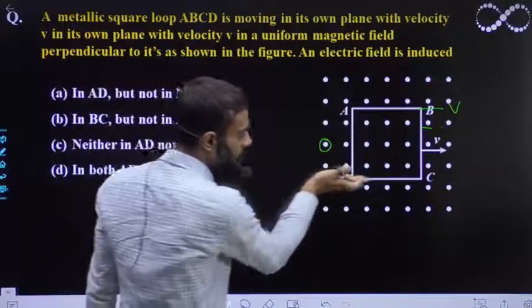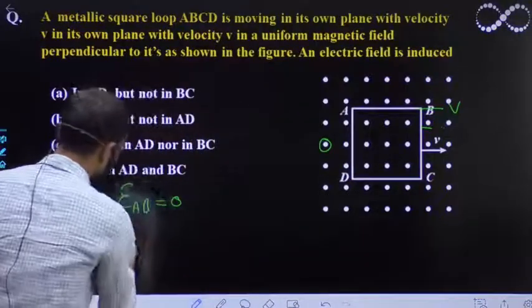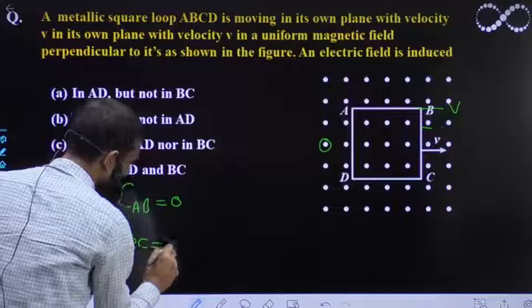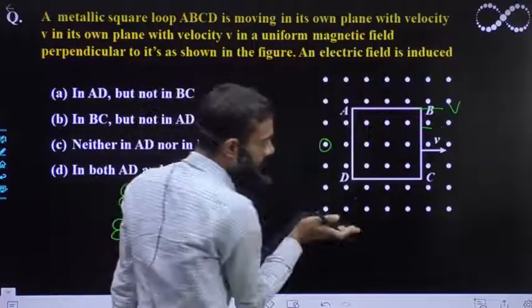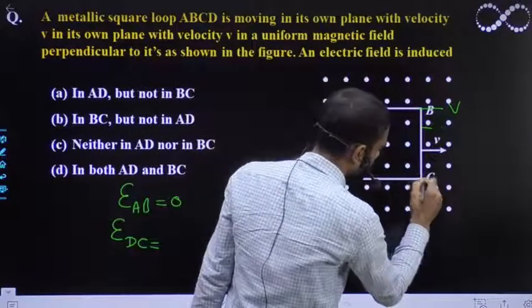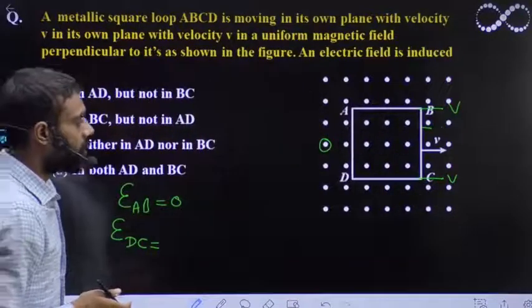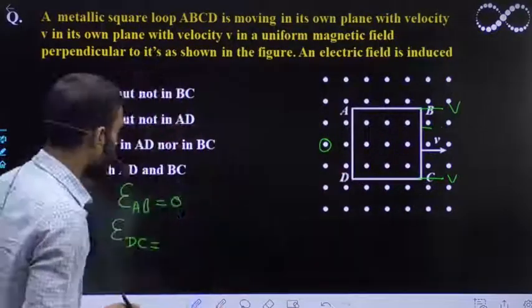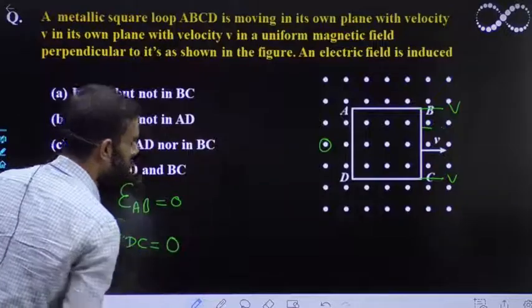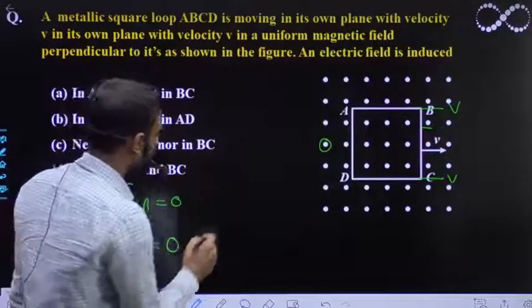Same can be said for the DC also. If I say the EMF across DC, here also the length of DC is like this and the velocity of DC is also in rightward direction. So both are in the same direction. It is not perpendicular. So once again you will not get the EMF across the DC also. So that will also be zero. Let us talk about AD.